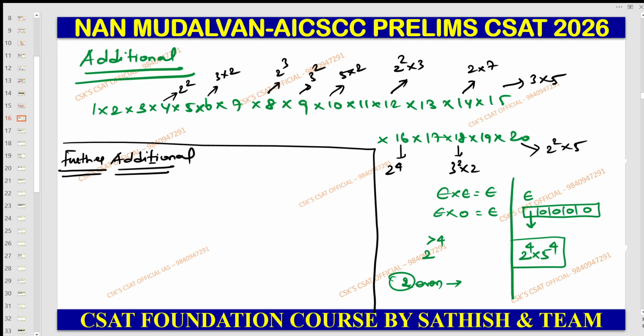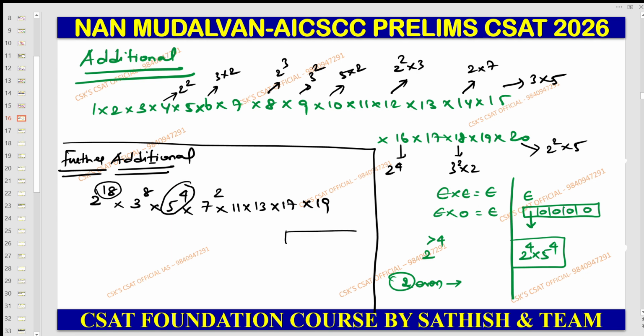So how many 2's will be there here? If you add them up, 2 power 18 will be there. If you check the 3's power, 3 power 8 will be there. If you check how many 5's are present here, 5 power 4 is present. Next, how many 7's will be there? 2 times will be there. Then 11, 13, 17, 19. Now, this is the additional notes, you please understand. You know, 5 power 4 and 2 power 4 give you 4 zeros at the end.